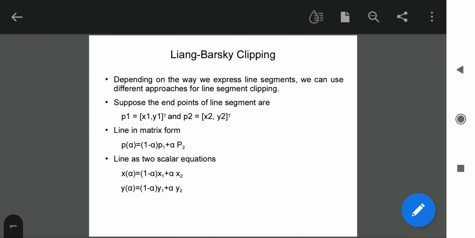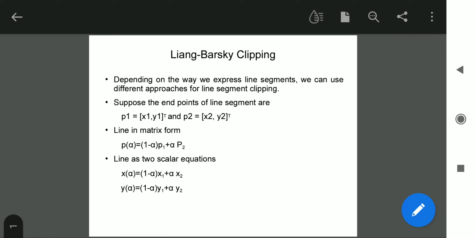Hello everyone. In the last class, that is in the online class, we have discussed one of the line clipping algorithms, that is the Cohen-Sutherland line clipping algorithm to clip line segments. Now we are going to discuss one more line clipping algorithm. It is known as the Liang-Barsky line clipping algorithm. Depending on the way we are going to express the line segment, we can use one of the algorithms to perform clipping of line segments.